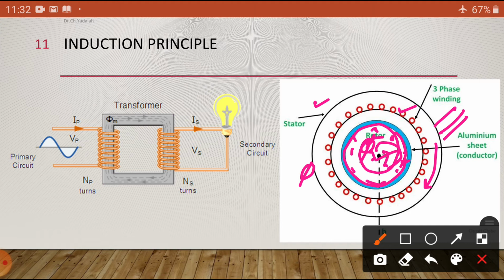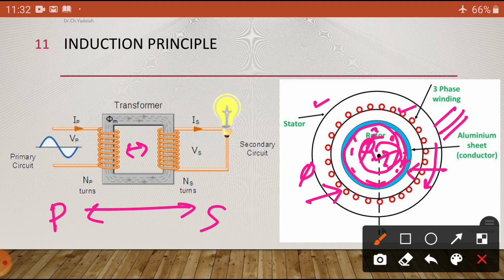Now here you can observe one thing: how the transformer transfers the energy from the primary side to the secondary through the air gap. Similarly, here also, the energy is transferred from the stator to the rotor due to the induction effect only. So there is no physical contact between the primary and secondary conductors.